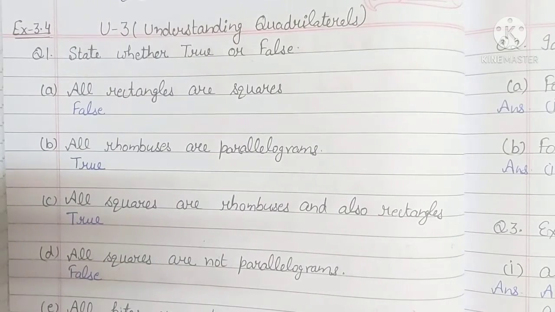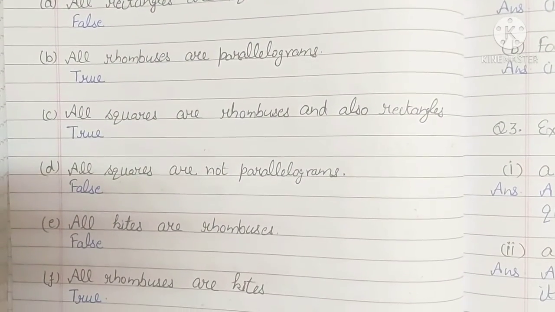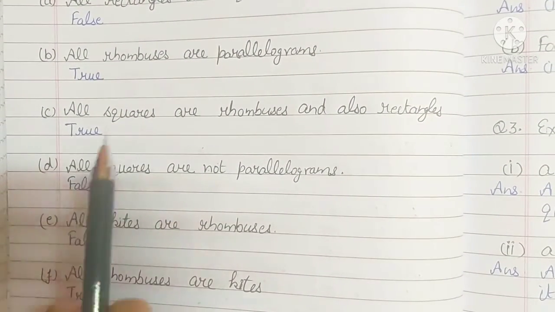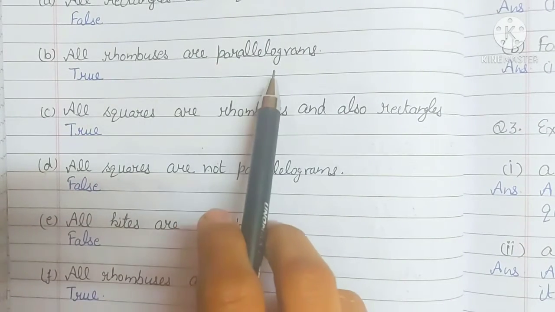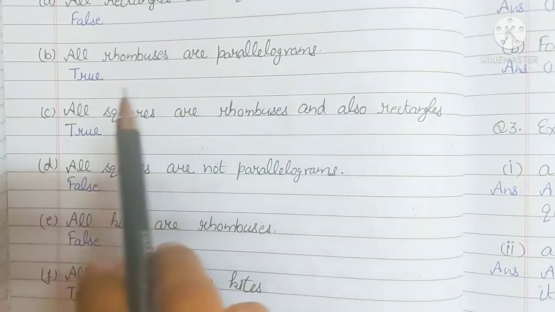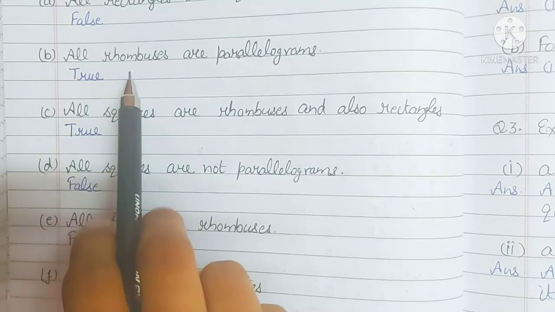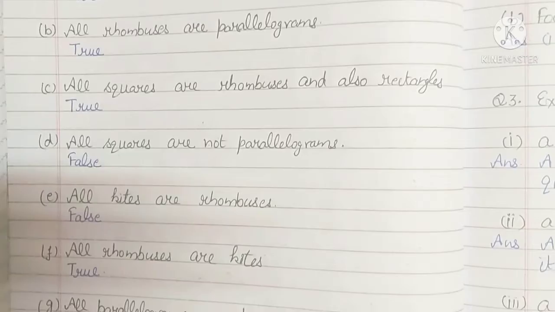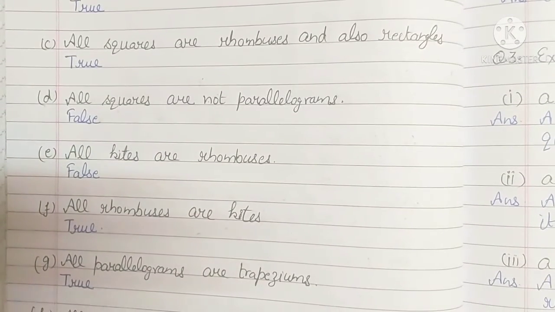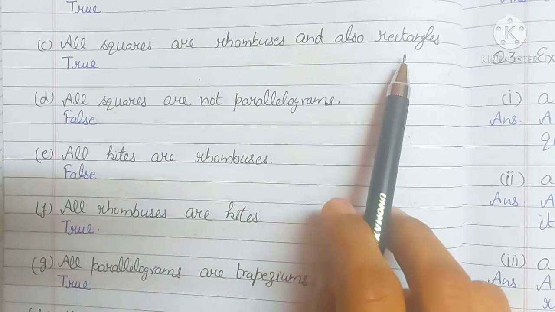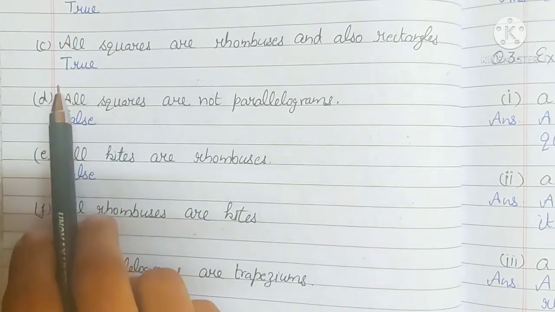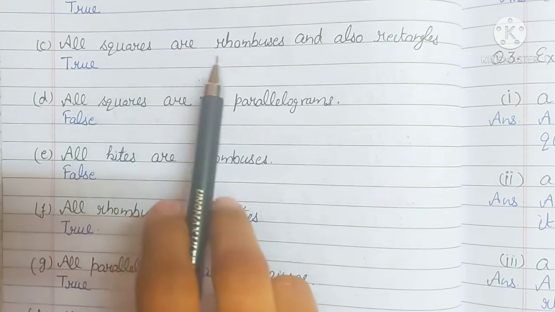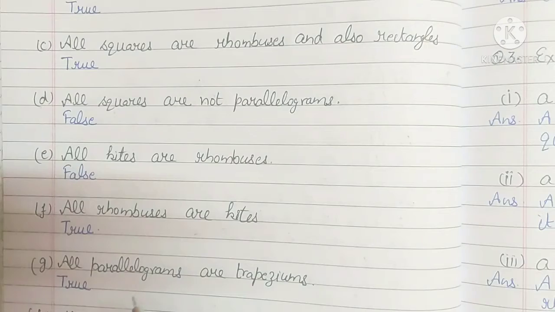B part, all rhombuses are parallelogram. It is true because in rhombus all sides are equal, in parallelogram opposite sides are equal. It means rhombuses are having all the properties of parallelogram, so this is true. C part, all squares are rhombuses and also rectangles. It is also true because square is having all the properties of rhombuses and rectangles.